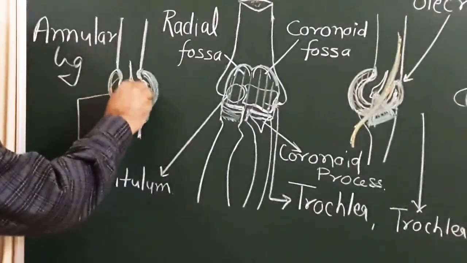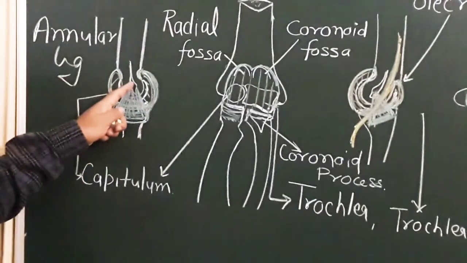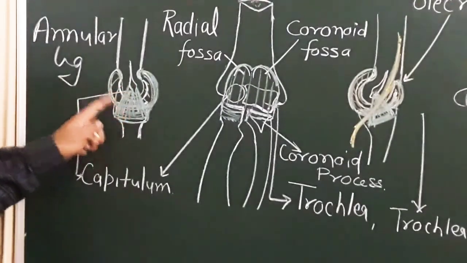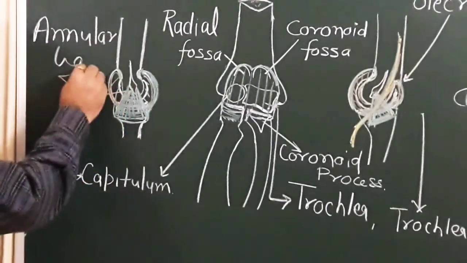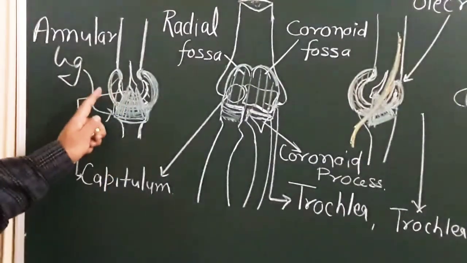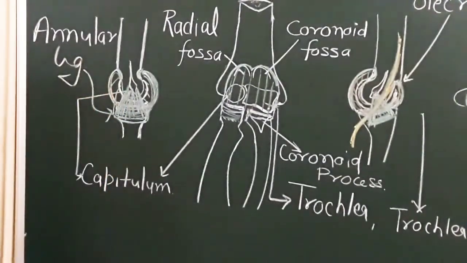This radial collateral ligament is attached to the lateral epicondyle of the humerus superiorly and inferiorly to the annular ligament. So this is the radial collateral ligament.